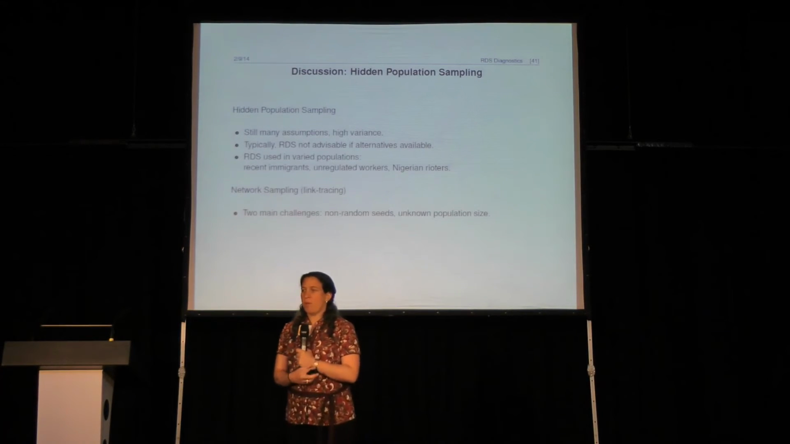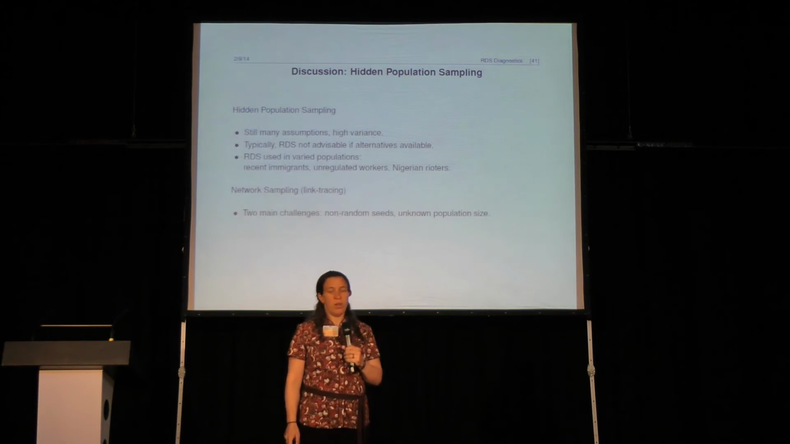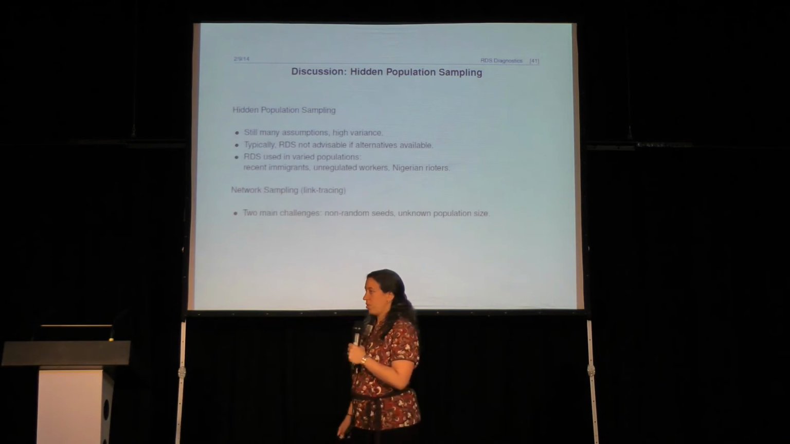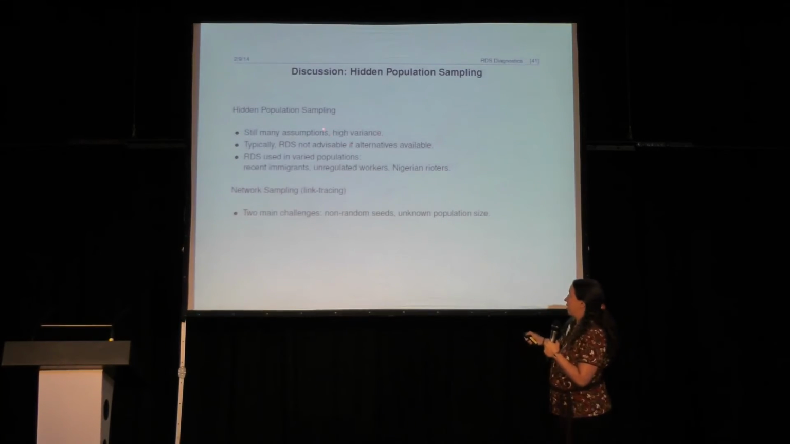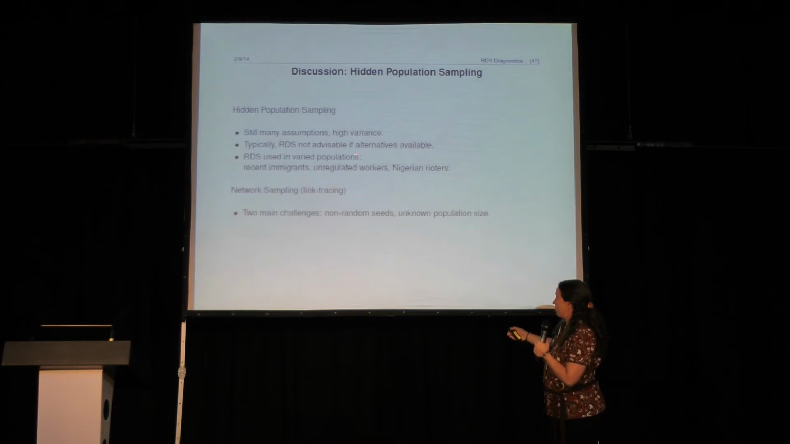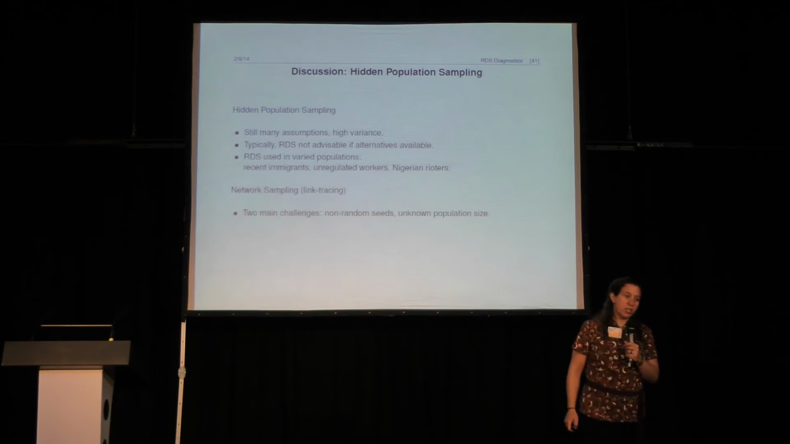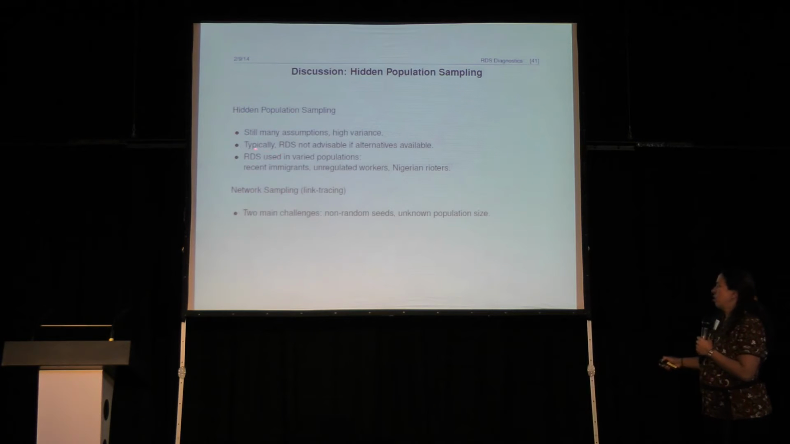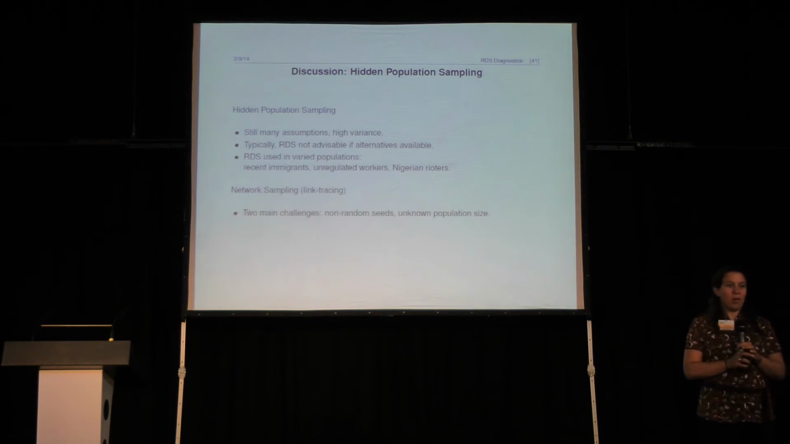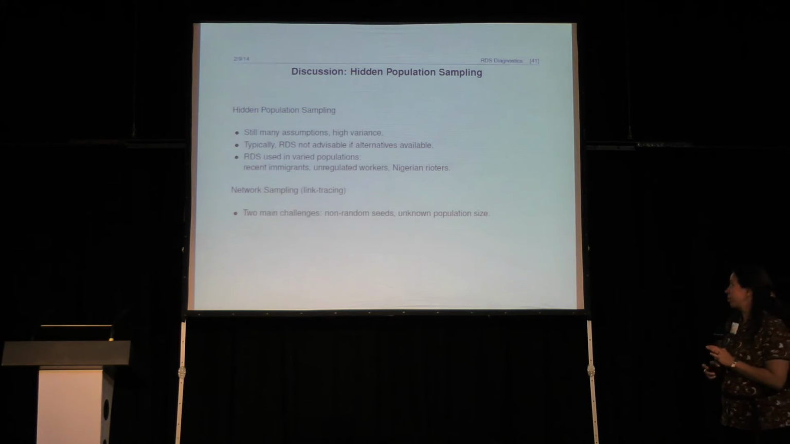I really believe that respondent-driven sampling is useful in giving us information in a setting where it's very hard to get information. But one of the things that you may have noticed is that respondent-driven sampling really requires many assumptions, and the variance of the resulting estimators can be quite high. So my tendency is to not recommend using respondent-driven sampling if there are feasible alternatives.